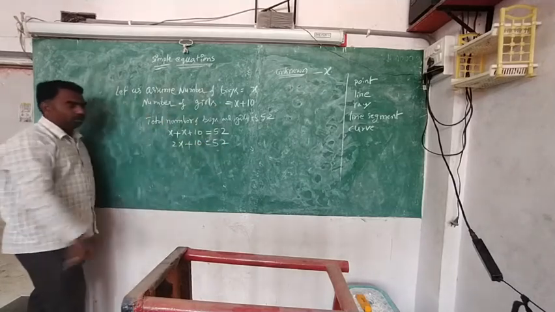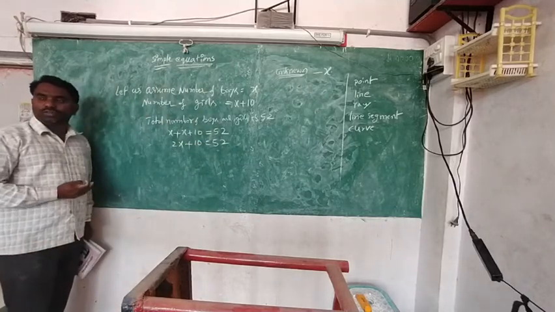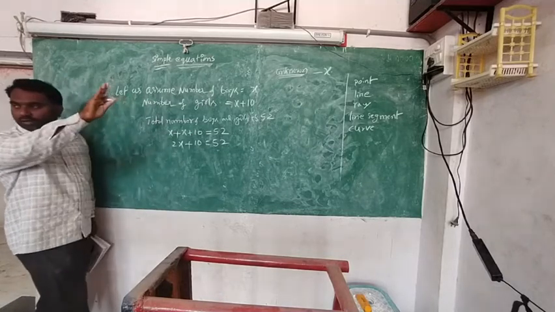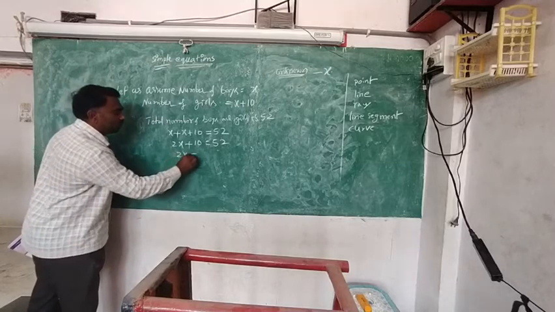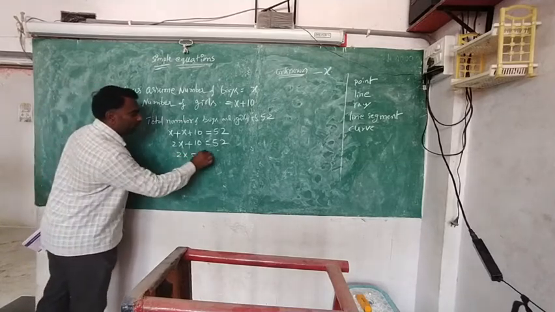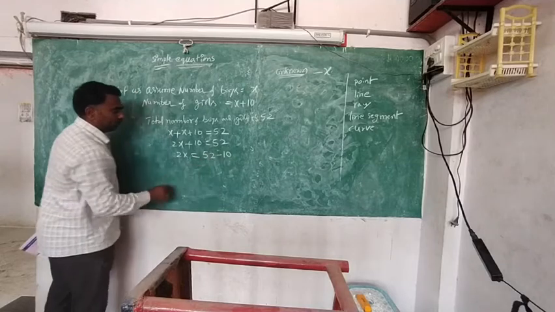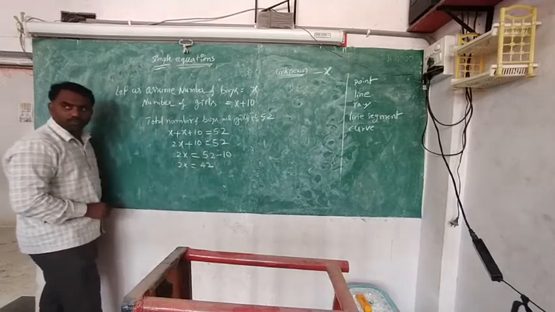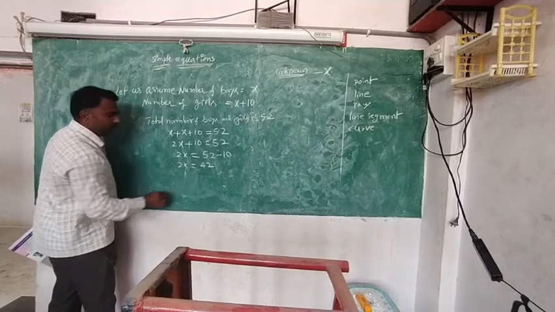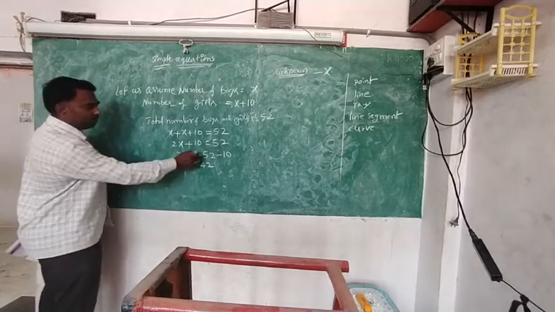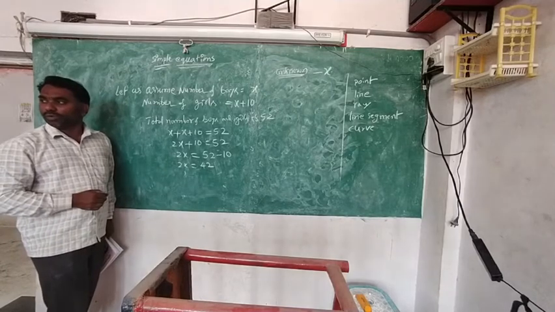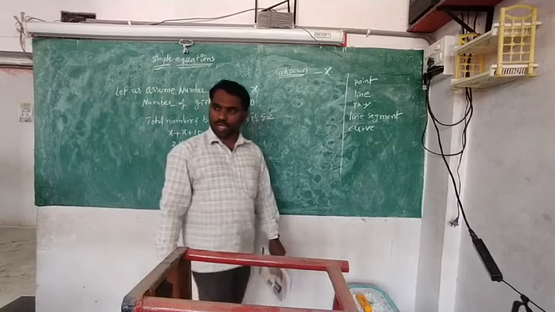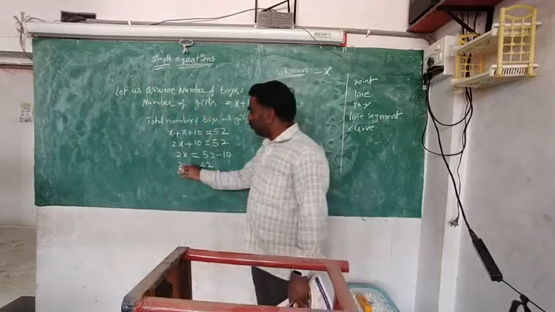You know the solution, no? First, which one will you send across? This plus 10 becomes minus 10. So what will come? 2x is equal to 52 minus 10, which is 42. Now what is there? The 2 with x. What is the 2 doing here?